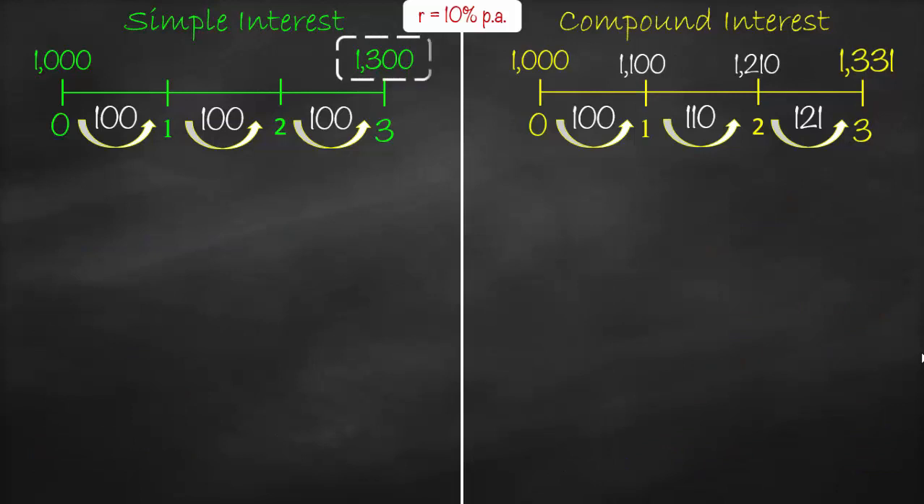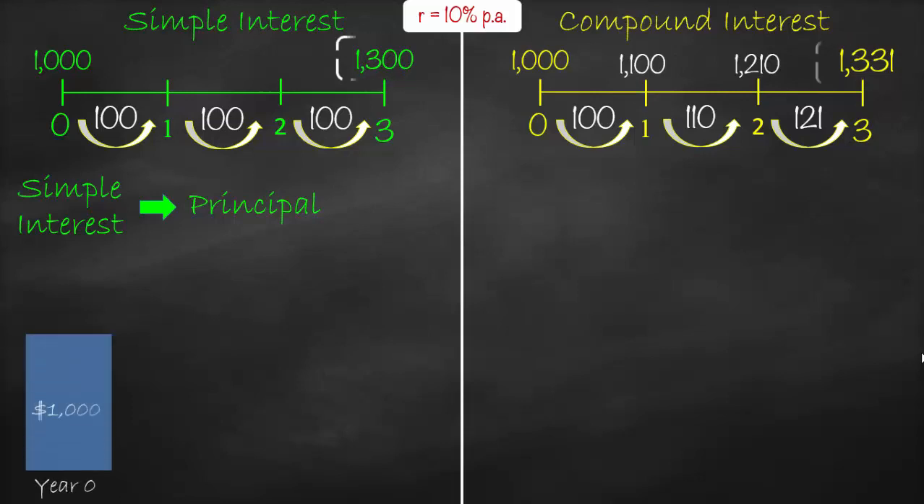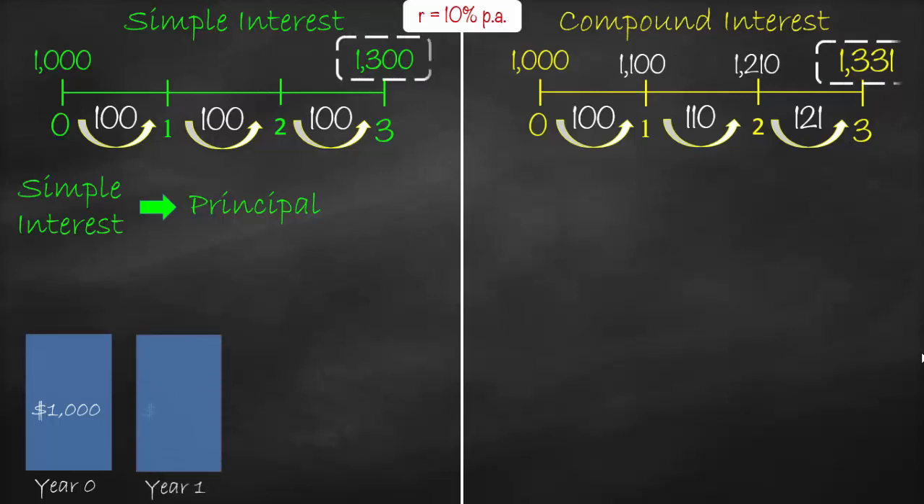So, if I'd like to compare the future value of simple interest with compound interest, with simple interest it's 1,300, with compound interest it's 1,331. Therefore, compound interest would always result in a higher future value compared to simple interest. Why? Because simple interest gives you interest on principal only, and that's why the interest amount is constant every year. So if we'd like to draw it, in year 0 we have our principal, which is $1,000. In year 1 we will get the same principal, and then we'll get interest for 1 year, which is $100.